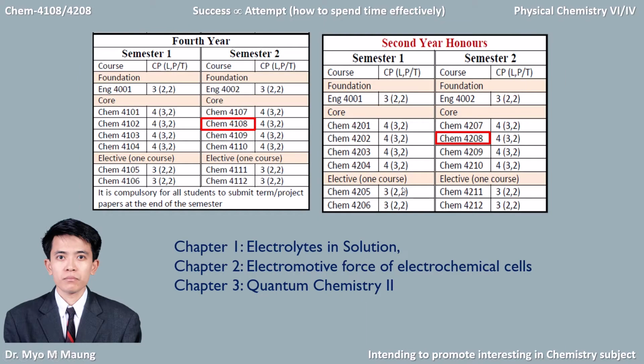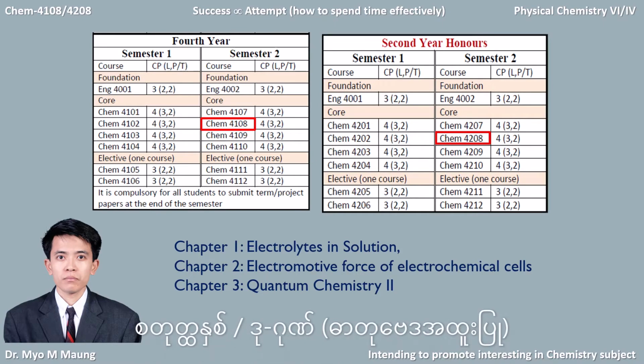Now, I teach you the lesson of Physical Chemistry, Chem 4108, 4208, for 4th year and 2nd year honors chemistry students. Before the lesson, I talk you about the contents you studied.